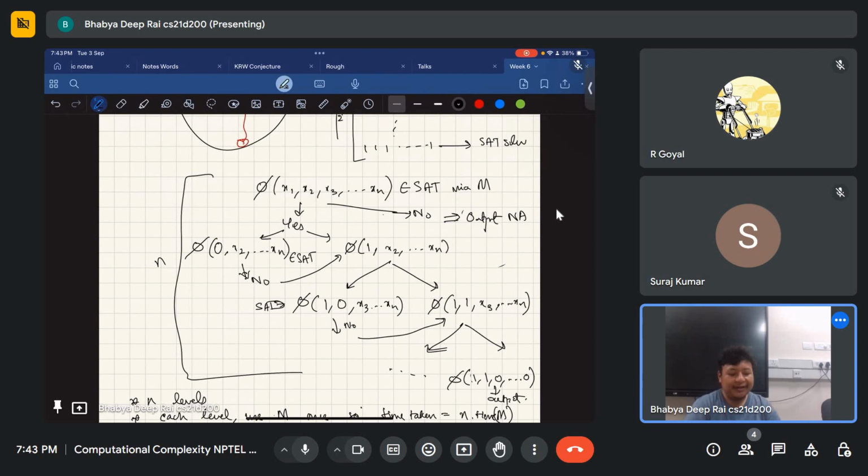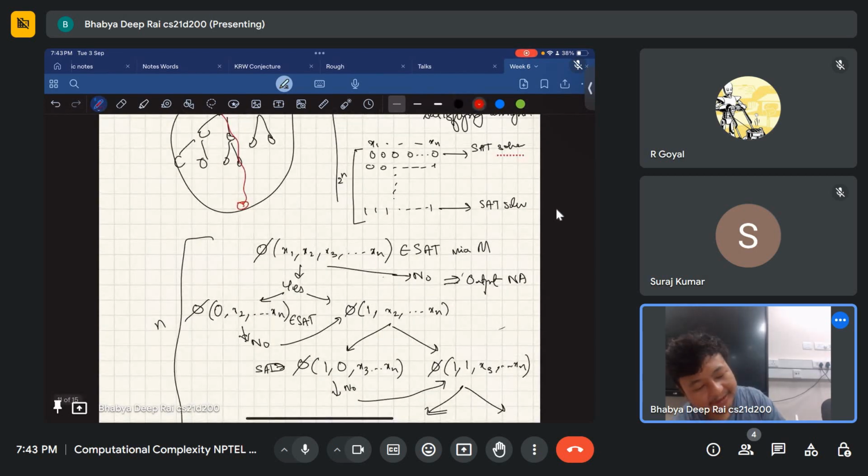This is a special property of satisfiability. It is a peculiar property of a few languages, and this is what is called self-reducibility. SAT reduces to SAT itself; SAT reduces to a smaller instance of SAT. So this is called the self-reducibility property of SAT, and in fact this particular kind of reducibility is called downward self-reducibility of SAT.